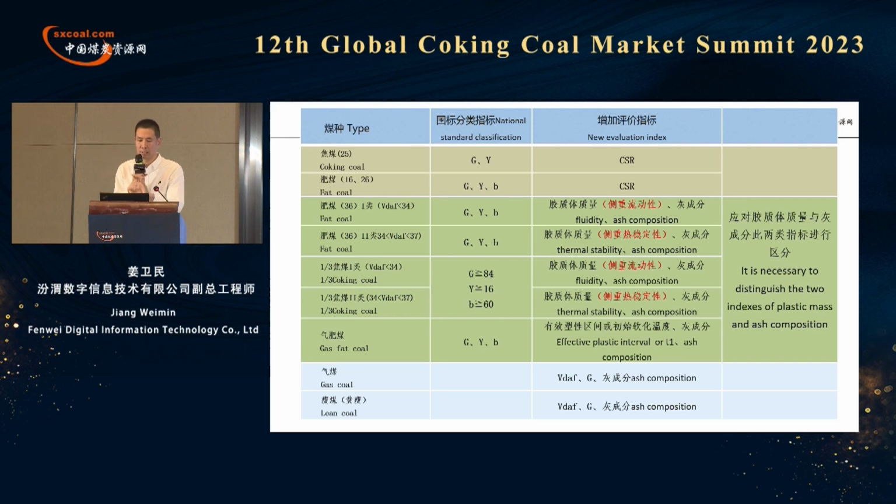It has a cohesion of more than 65%, with the G value larger than 84, Y value larger than 16, and B value larger than 60. You cannot simply use heat intensity to ensure or guarantee quality. If you have a volatile matter that is below 34, then you have to focus more on how fluid the coal is.